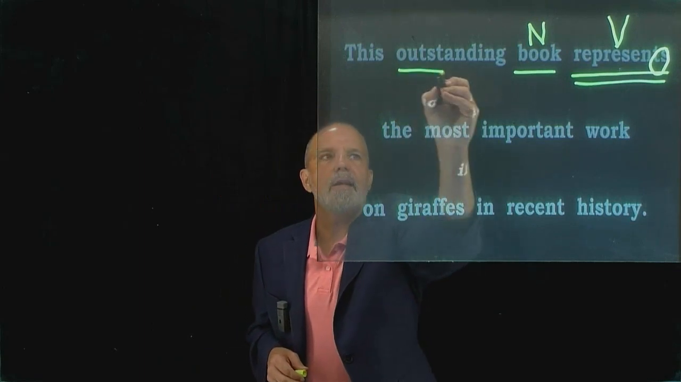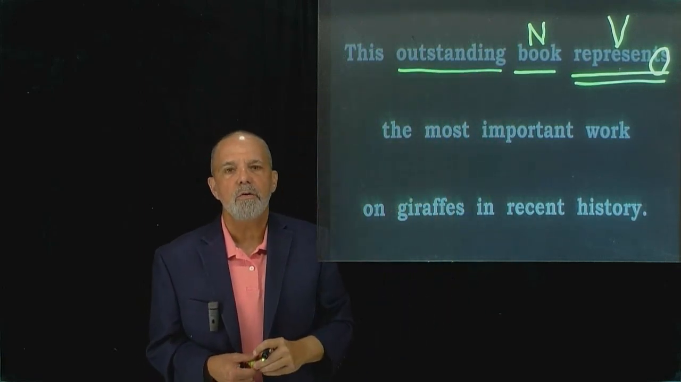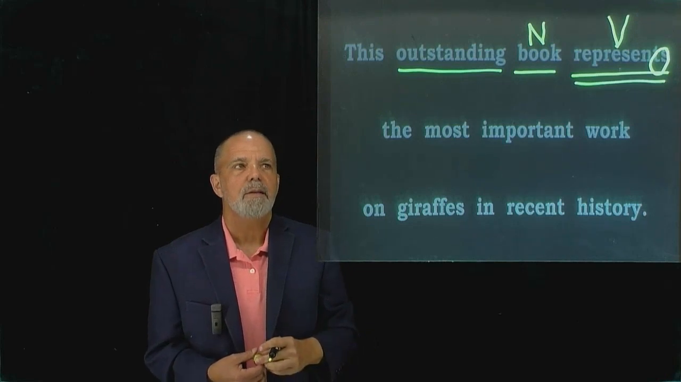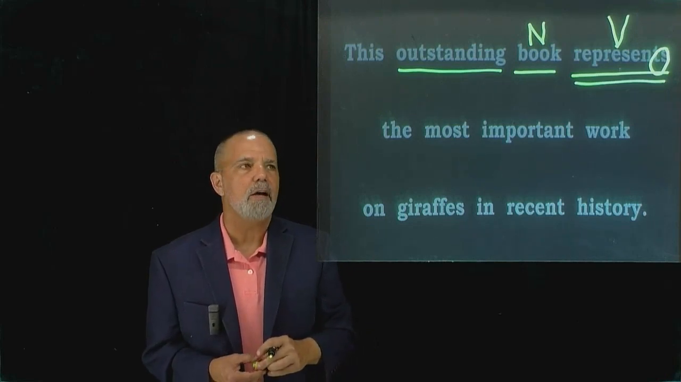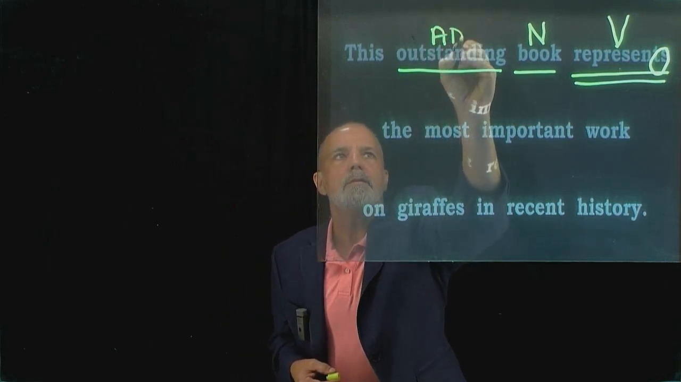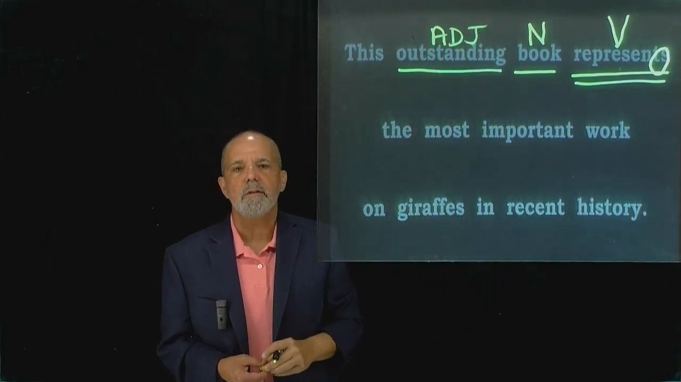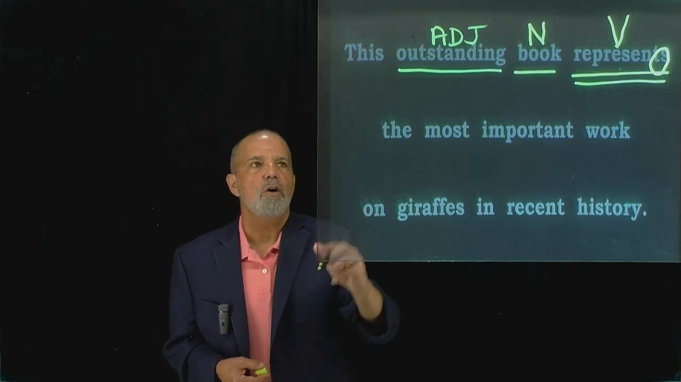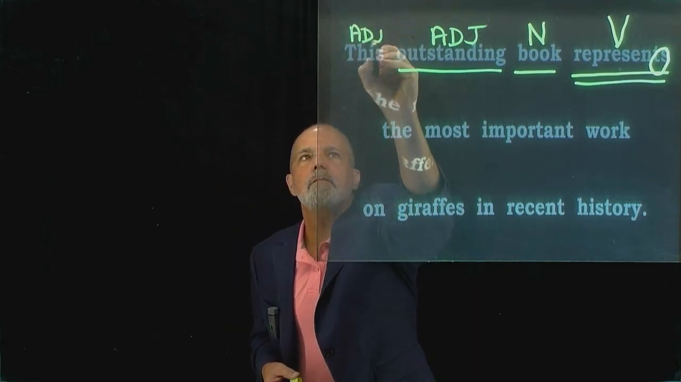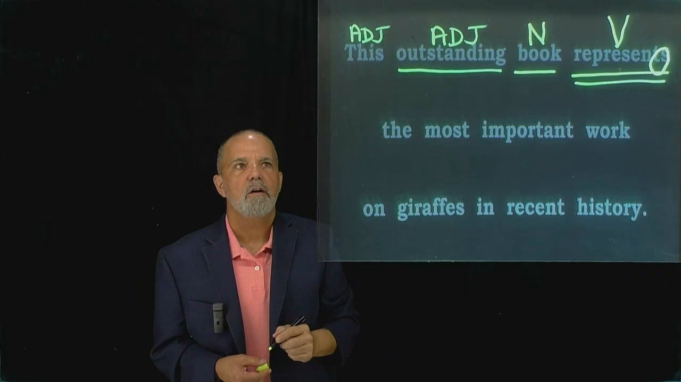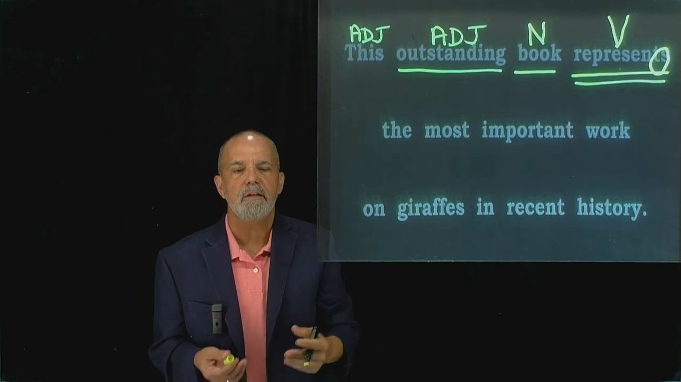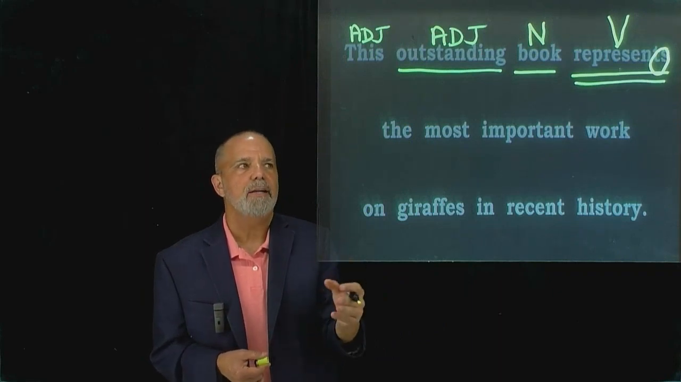What part of speech is the word outstanding? Now, I know it has an ing, and you might be tempted to say it's some kind of verb. And yes, it probably came from the verb to stand out. But outstanding in this case, the word that's right in front of a noun, is going to be an adjective. So that's an adjective. And then in front of the word outstanding, we have the word this. And the word this is also an adjective. And so there are 4 demonstrative adjectives, and those are this, that, these, those. So now we have adjective, adjective, noun, verb.